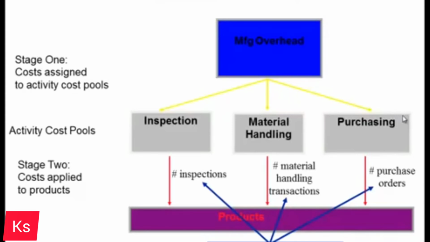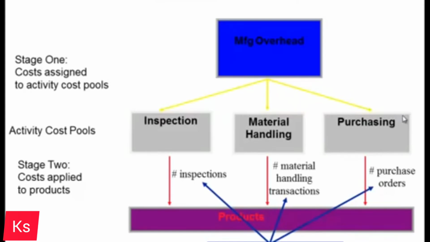We have multiple activity cost pools, and we can allocate overhead from each of these activity cost pools down to our different products. And again, we can take advantage of the two-stage by using a different allocation base for each of these different activity cost pools. And again, we're going to choose an allocation base that makes sense for that activity. So for example, perhaps we want to allocate inspection costs down to our products based on the number of inspections that each product consumes. And maybe we want to allocate material handling overhead costs based on the number of material handling transactions that each product consumes.